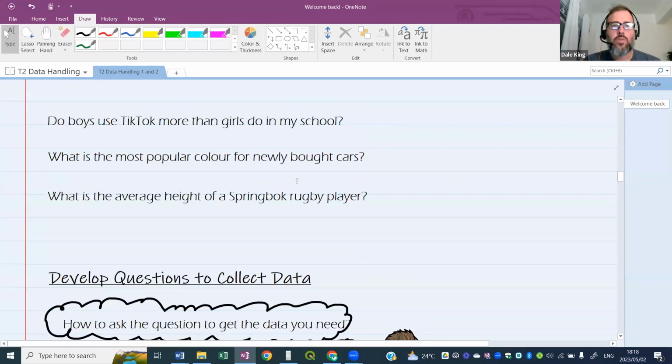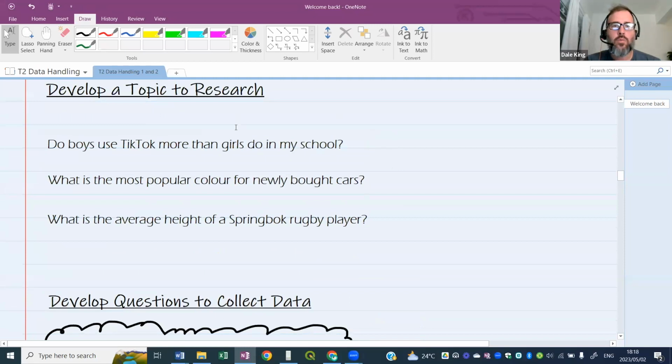For example, if we go up to the top question over here, do boys use TikTok more than girls do in my school? Who are we going to ask this question to? Are we going to post it to everyone? Obviously, you need to post it to everyone to compare. Are we going to say, do you use TikTok? Simple as that. Are we going to be more specific?